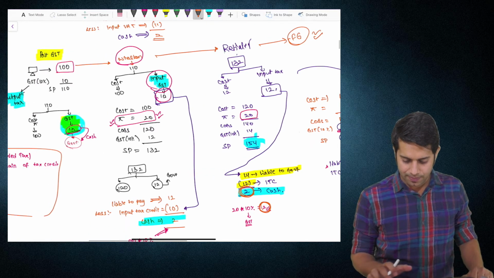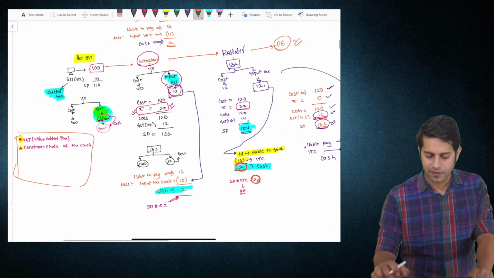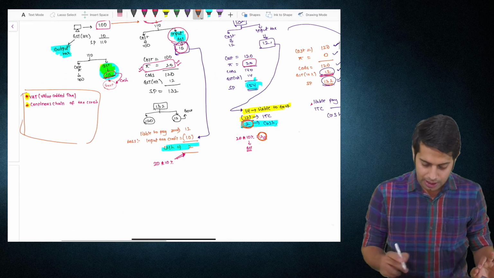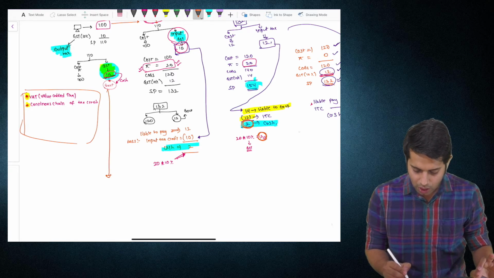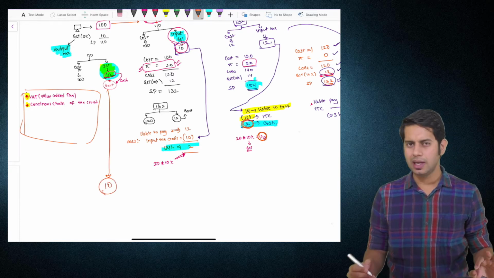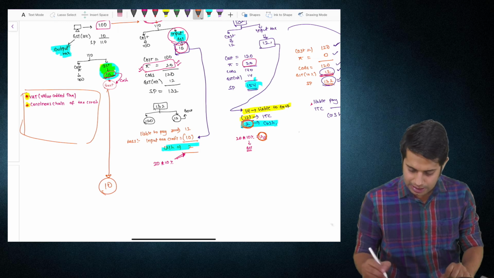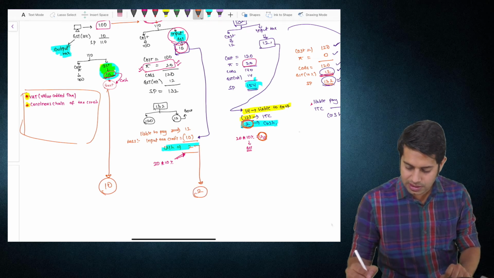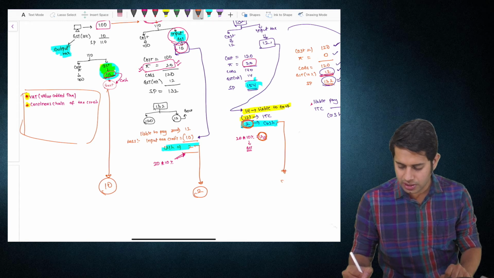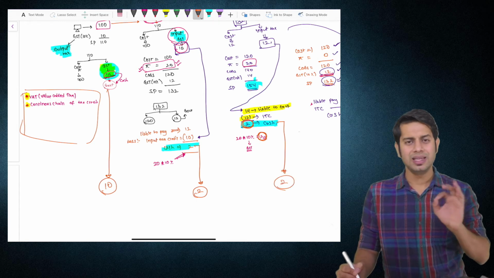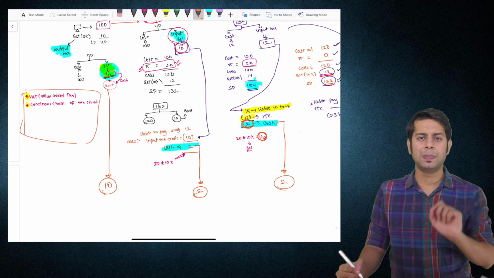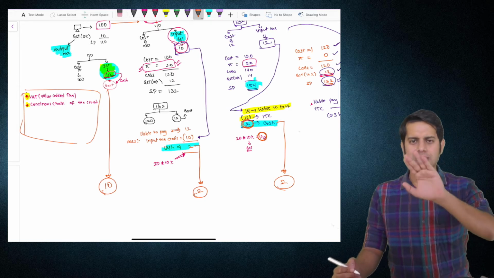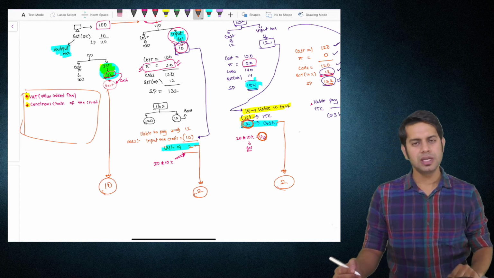If I ask you what is the total amount of tax which the government got: in the first case the government got tax of rupees 10, correct? In the second case the government got tax of rupees 2. In the third stage the government got tax of rupees 2, correct? This is the amount which is paid to the government in cash: rupees 10 in the first stage, rupees 2 in the second stage, and rupees 2 in the third stage.